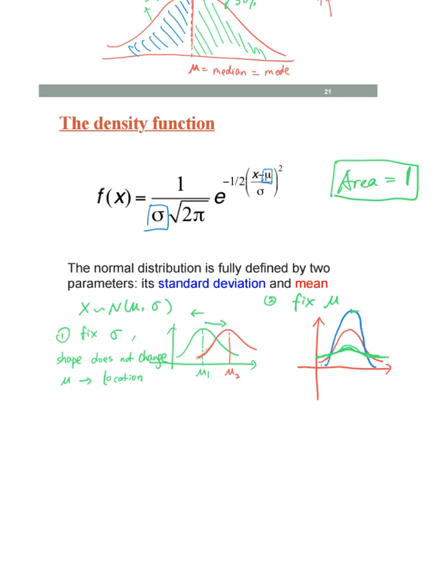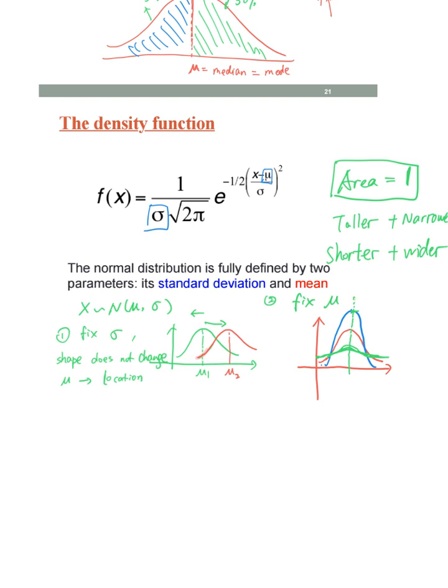So if our bell-shaped curve becomes taller, it should be narrower. If it's shorter, our bell-shaped curve should be wider. Okay, and if we fix the mean value, that means the axis of symmetry.